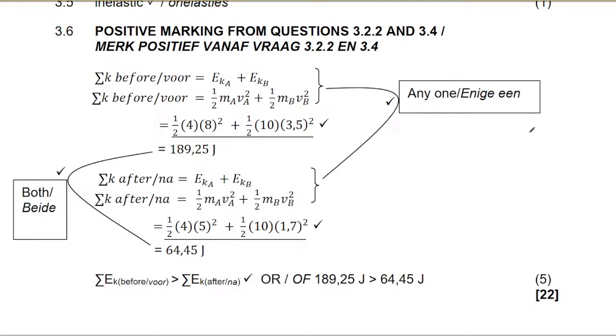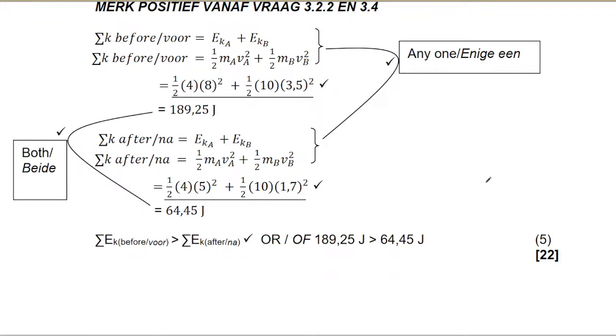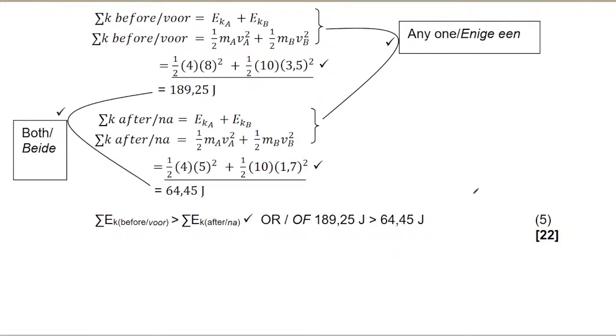And then the conclusion where the learner says total kinetic energy before is greater than total kinetic energy after, it will be 1 mark. Or the learner can use the magnitude, which is the sum, the answer they got from the top one, and then compare it with the answer they got from the second one, which is 189.25 joules, greater than that, they will get that mark. So it will be 5 marks.